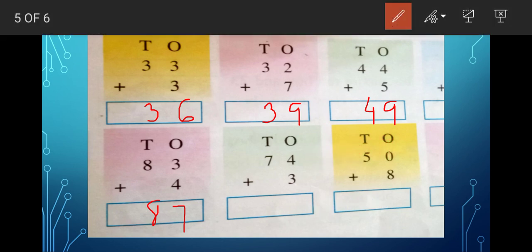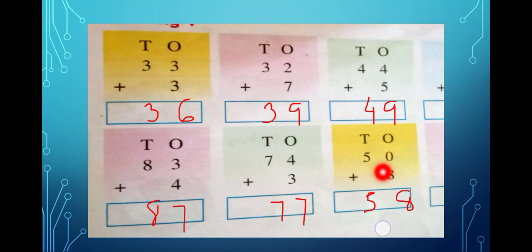Let us see. 4 plus 3 is 7. Again 7 came down. That means 77. 77 means 7 tens and 7 ones. Okay, now here it is 8. 8 plus 0 is 8, and the 5 will come down. Okay, so here you need to understand that always you have to add from the right hand side. That means you have to always add the ones place first, then you will add the tens place. Okay, never do adding from the tens place. Always you have to add from the ones place, then you have to go to the tens place.